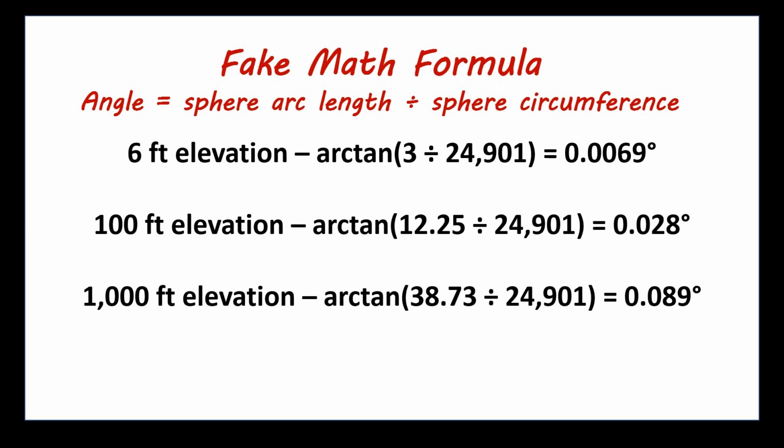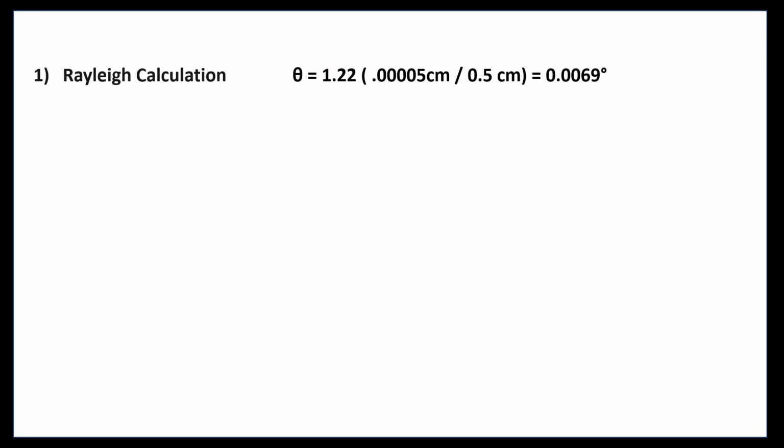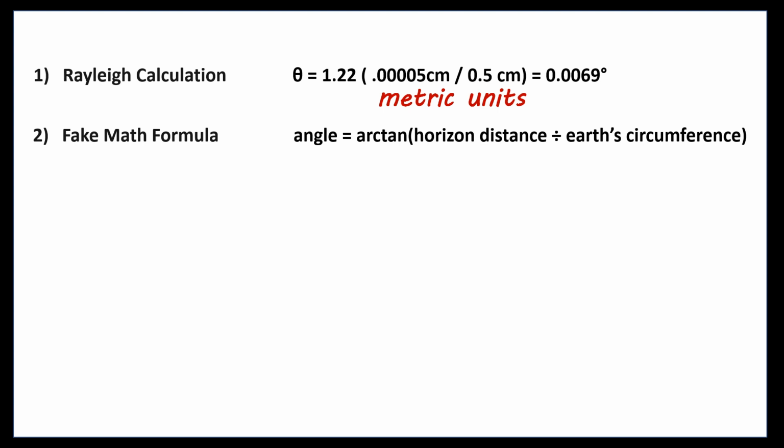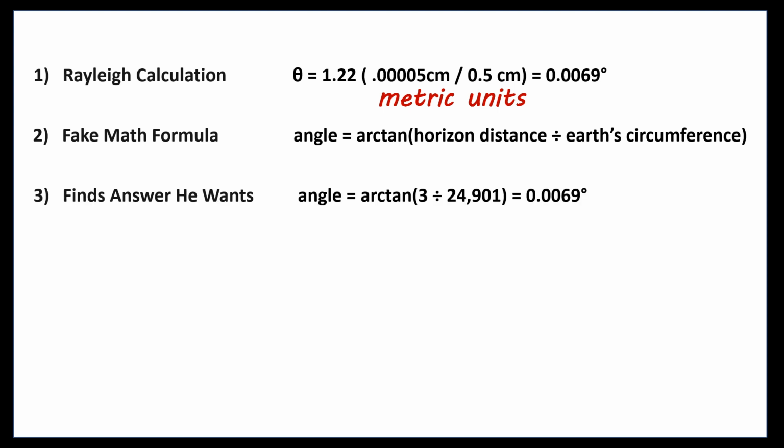Of course, this fake math formula only gets the magic number of 0.0069 degrees for a 6-foot elevation with a 3-mile horizon. So let's review what flat Earth data did. First, he made a Rayleigh calculation for the human eye to get an answer of 0.0069 degrees. And please note that this is the calculation in metric units. Next, he made a fake math formula. Then he plugged in a 3-mile distance to the horizon because that gave him the magic number of 0.0069 degrees. Of course, in this calculation, he used imperial units.